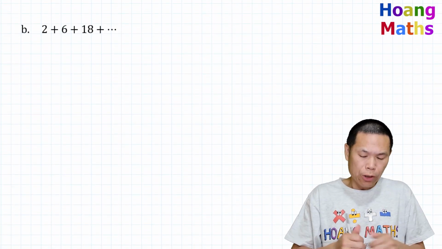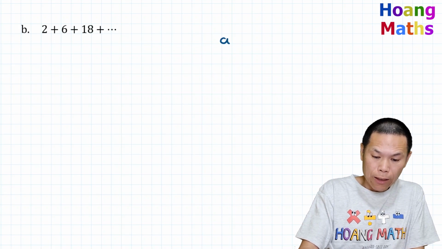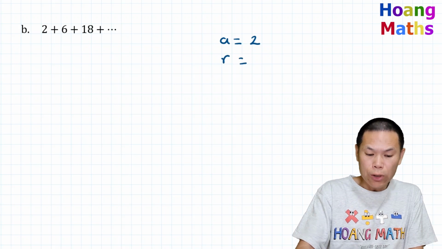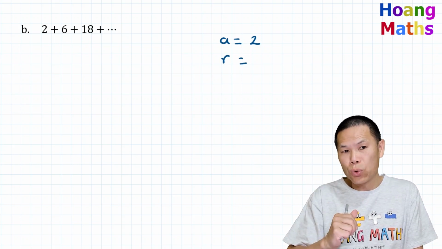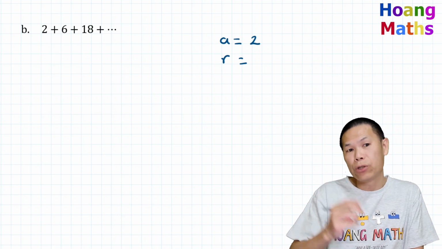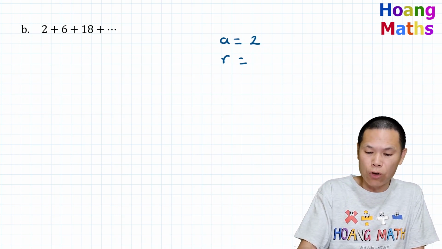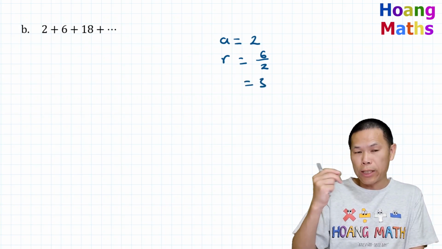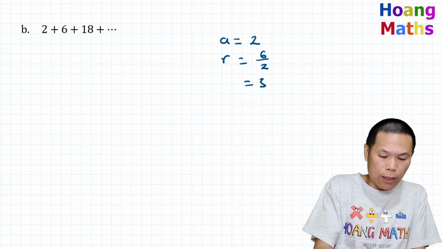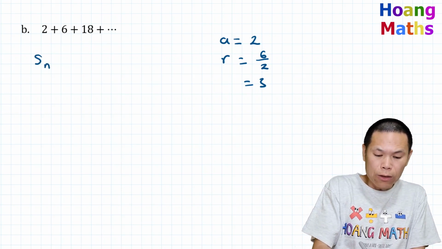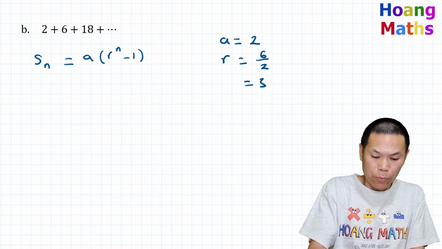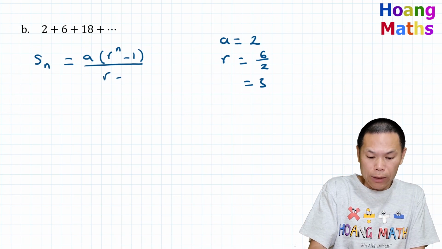Part B. So we know that A is equal to 2. And the common ratio is 6 over 2, term 2 over term 1. Or you can use 18 over 6, okay, if you like. So 6 over 2 gives me 3. Now, because the common ratio is greater than 1, this means that for S of n, we use this formula, A times R power of n minus 1, over R minus 1.